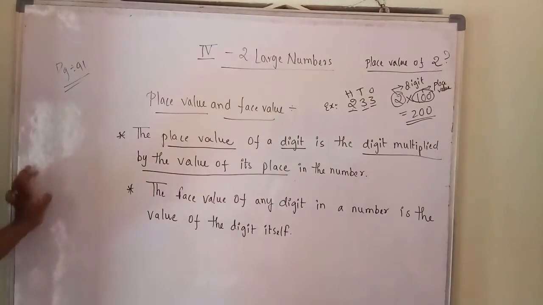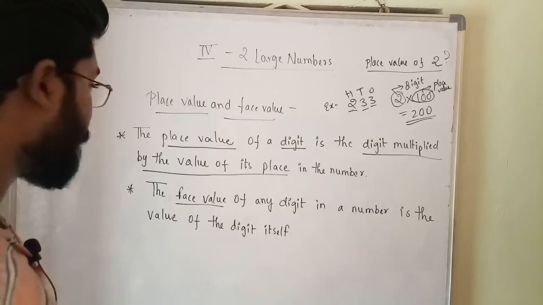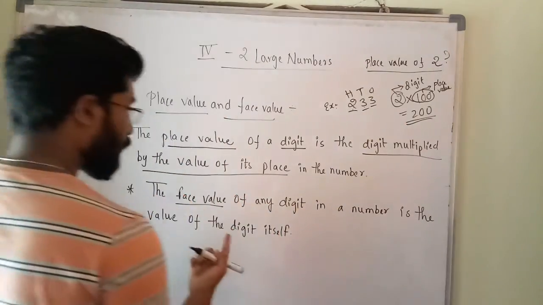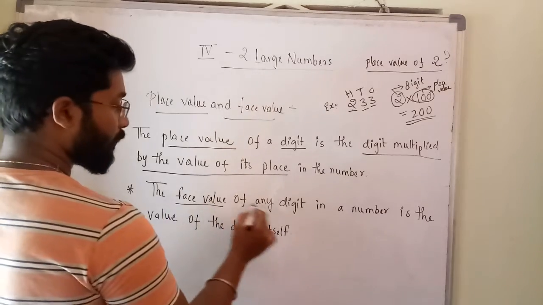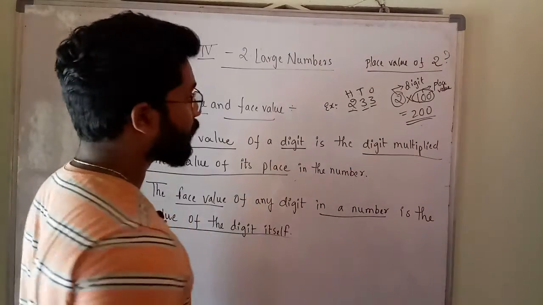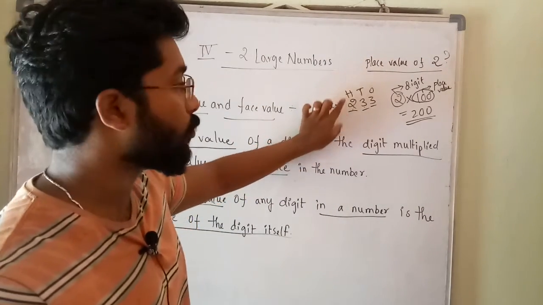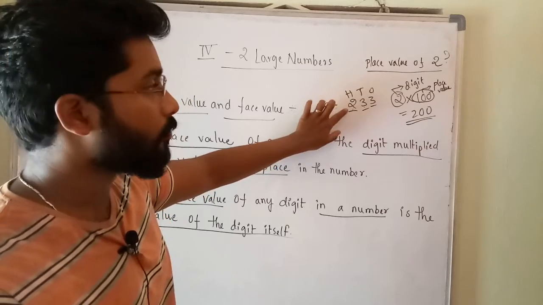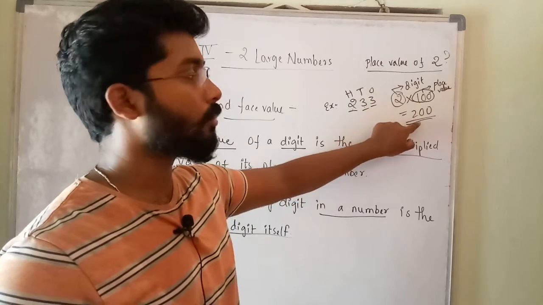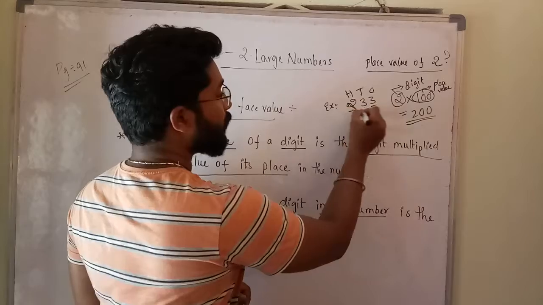Now what is the face value? Some more examples I will tell in the coming topic. The face value of any digit in a number is the value of the digit itself. For place value, suppose we want the place value of 2, we multiply 2 with the value of its place, the hundreds place. So 2 into 100 gives 200. For 2, the place value is 200.